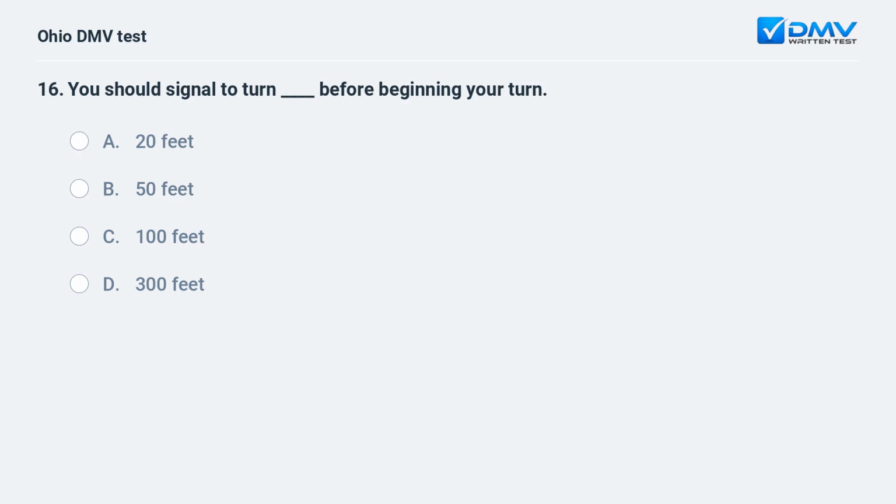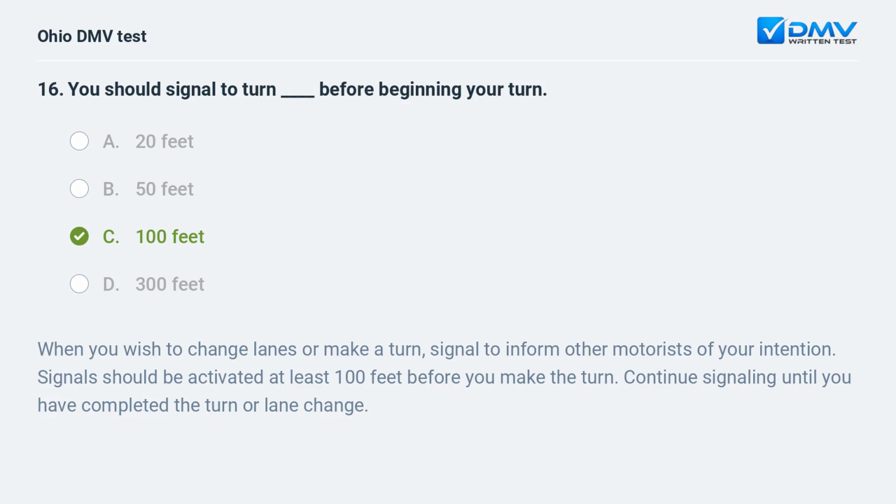You should signal to turn. Fill in the blank. Before beginning your turn. A. 20 feet. B. 50 feet. C. 100 feet. D. 300 feet. C. 100 feet. When you wish to change lanes or make a turn, signal to inform other motorists of your intention. Signals should be activated at least 100 feet before you make the turn. Continue signaling until you have completed the turn or lane change.